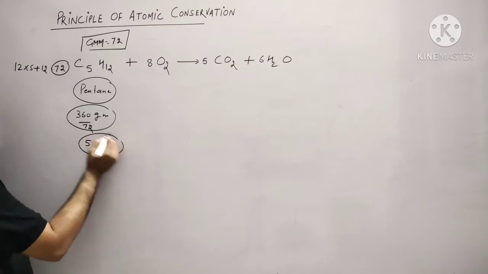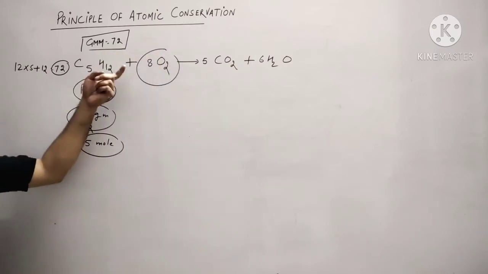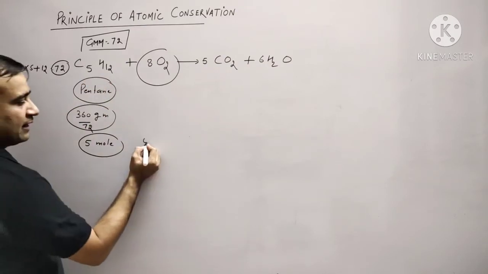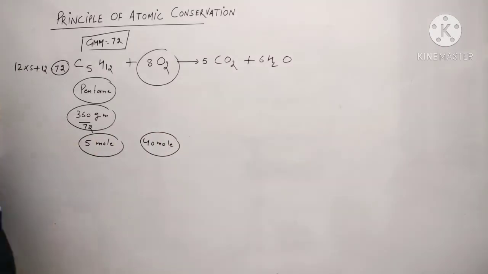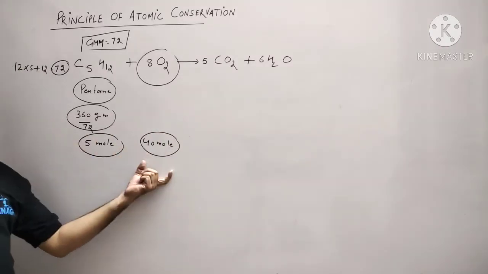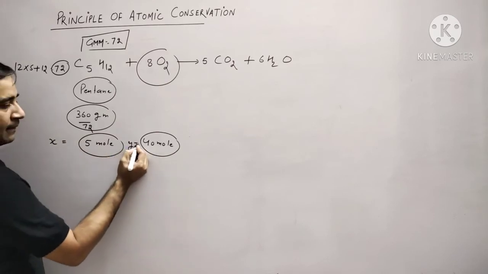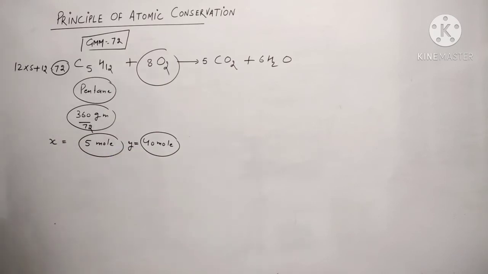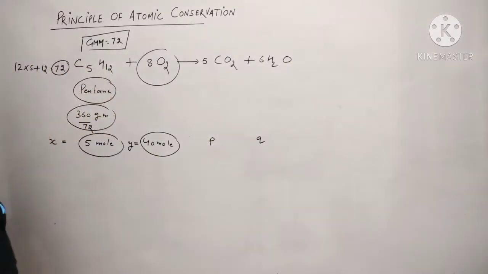And as per the stoichiometry of equation, number of moles of O2 used must be 80 moles. Sorry, 40 moles. 5 moles and 40 moles. So we can take the values of X and Y as 5 and 40. We are going to determine number of moles of CO2 as well as water.